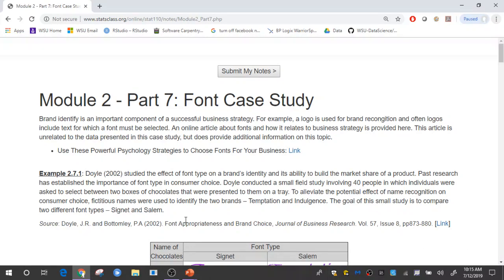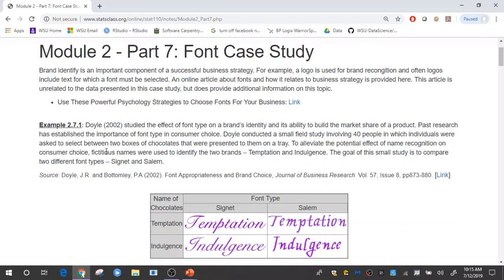So let us consider an article by Doyle. Doyle studied the effect of font type on a brand's identity and its ability to build market share in consumer choice. Doyle conducted a small field study involving 40 people in which they were asked to select between two boxes of chocolates that were presented to them on a tray. To alleviate the potential effect of name recognition on consumer choice, fictitious names were used to identify the two brands. And those names were Temptation and Indulgence.